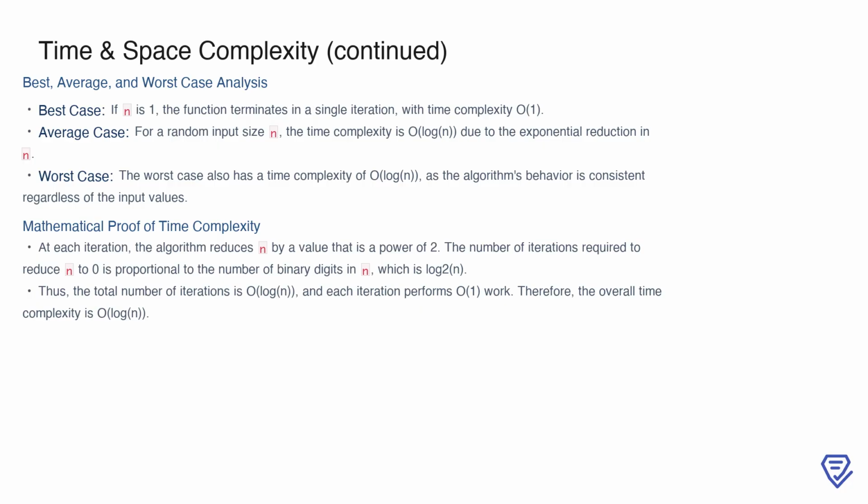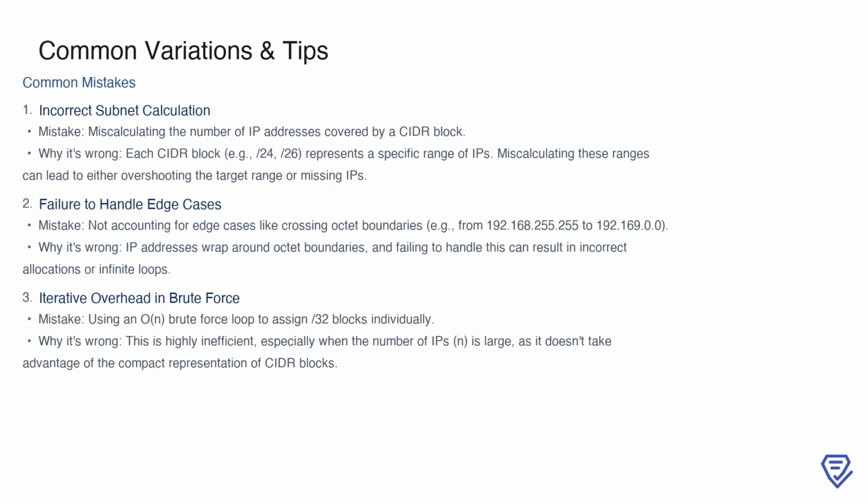Since each iteration performs a constant amount of work, the overall time complexity remains O(log n), providing a consistent and efficient solution across all cases. In this section, we'll explore some common mistakes that can occur when solving the IP to CIDR problem.